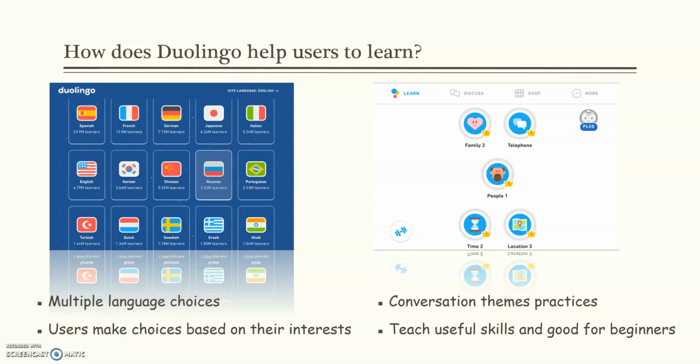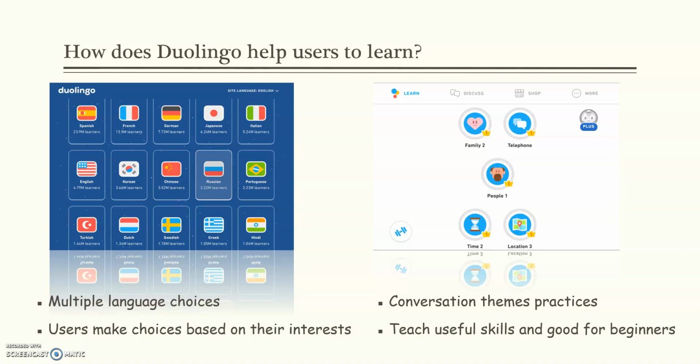So how does Duolingo help students to learn? Because the website provides multiple language choices, users can make choices based on their language interests. For example, a student might be interested in learning Spanish. He can choose Spanish as his main course on Duolingo. And also, Duolingo allows students to study multiple languages at the same time.